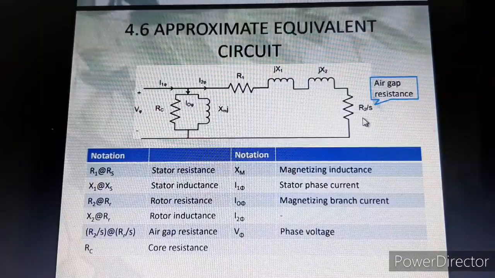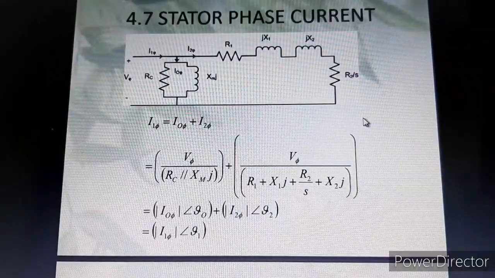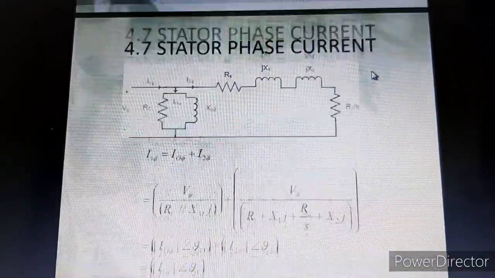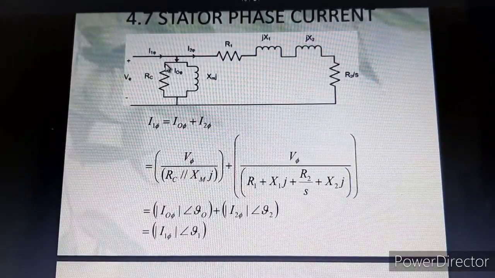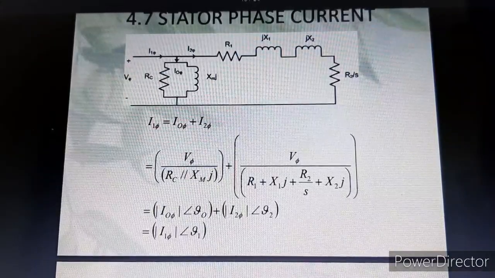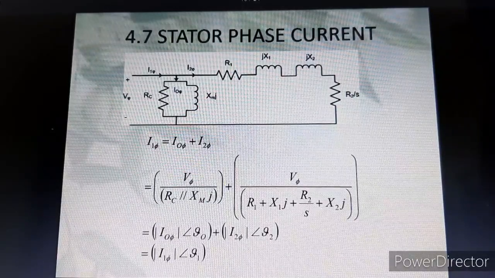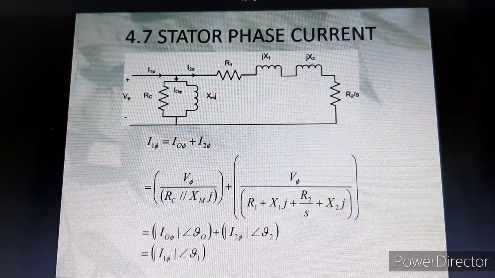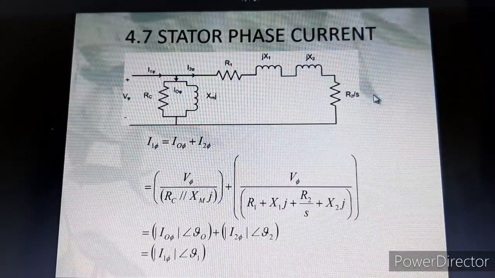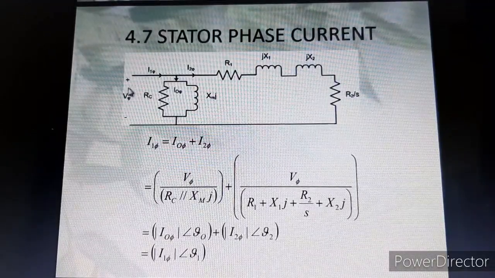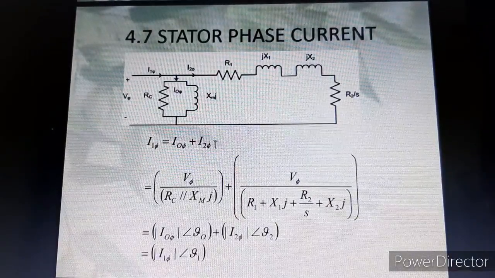Usually you'll be asked to calculate the stator phase current, that is your I1 phase, or your input phase current that is injected into your induction motor. So how do you find I1 phase? Just assume that this is a typical circuit from your circuit theory subject. For I1 phase, use KCL here: I1 phase equals I0 phase plus I2 phase.